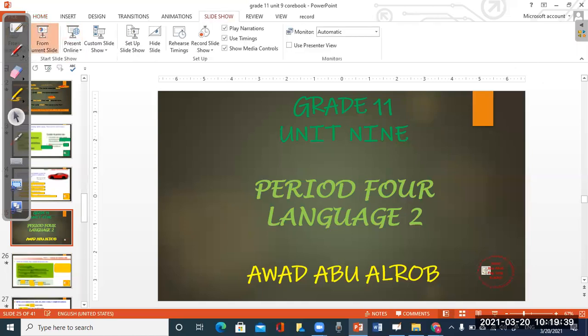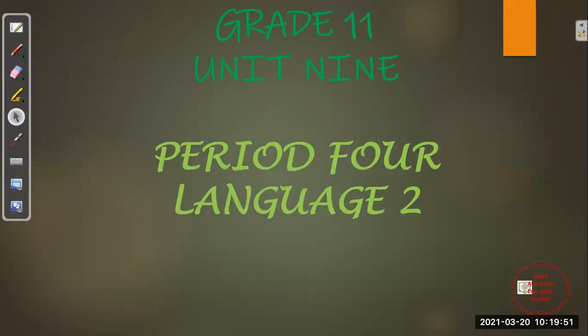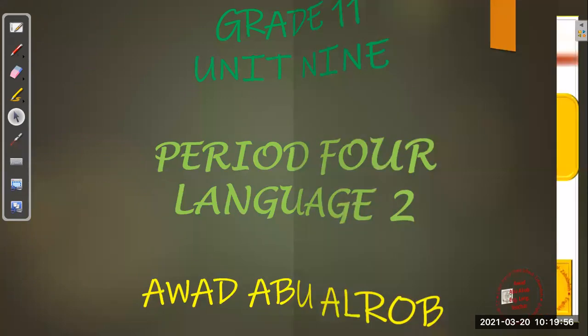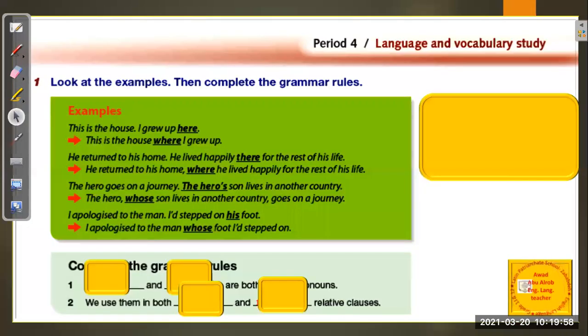Now, look at the screen and see the first part here, period 4. Now, what's period 4 going to talk about? About whose and where? So these are relative clauses. Yes, thank you. So it's going to talk about whose and where. Lujain, read example number 1 and 2, please.